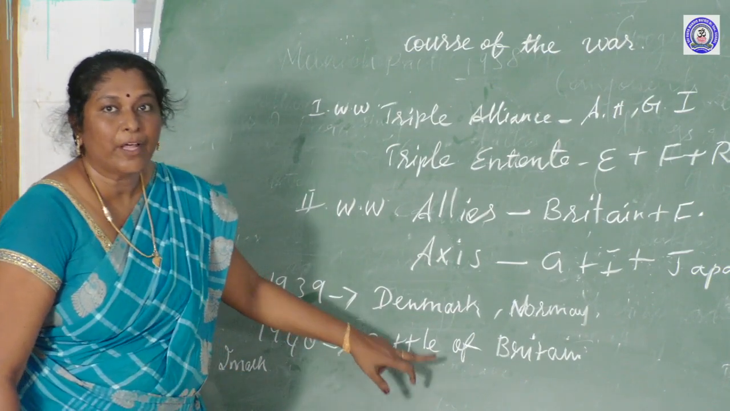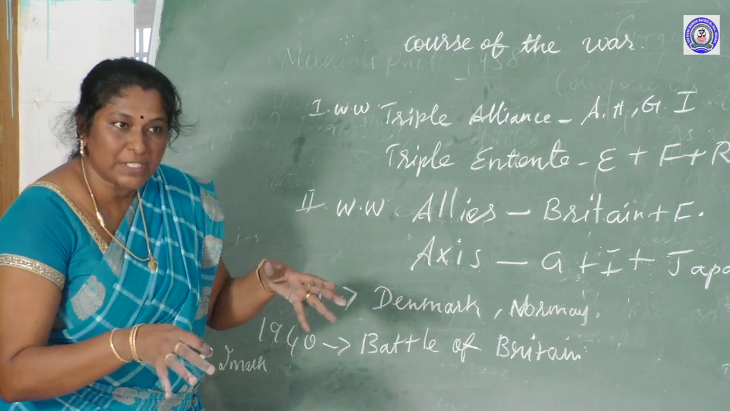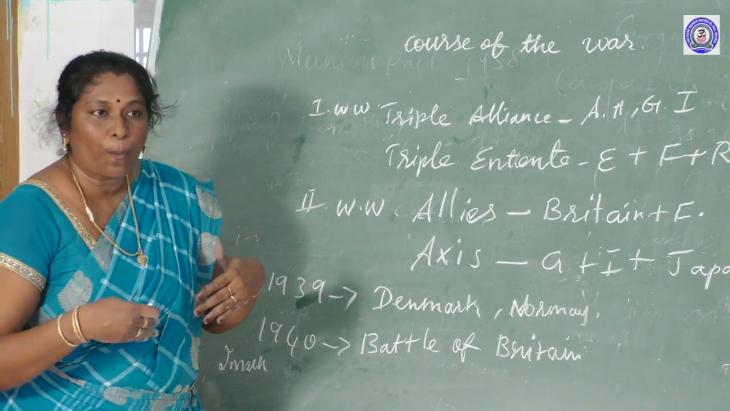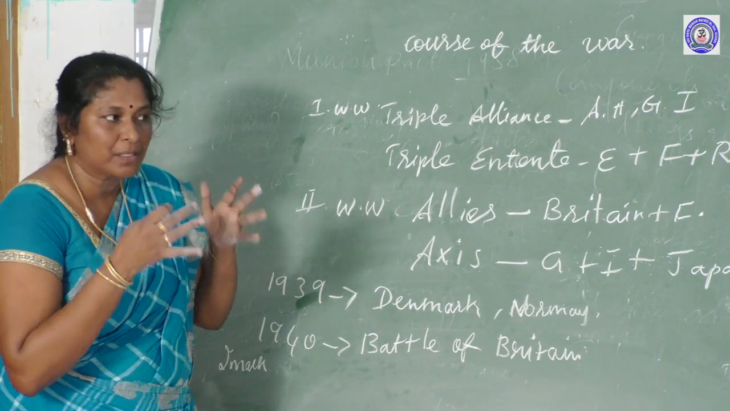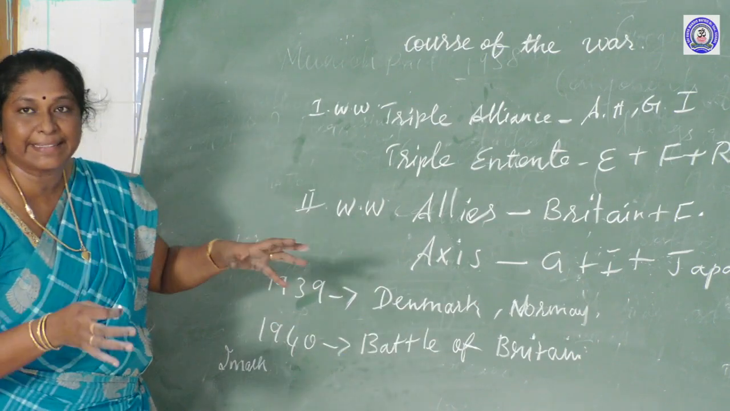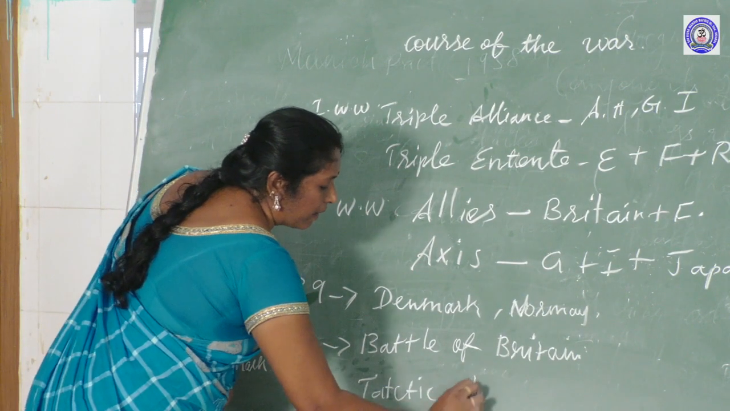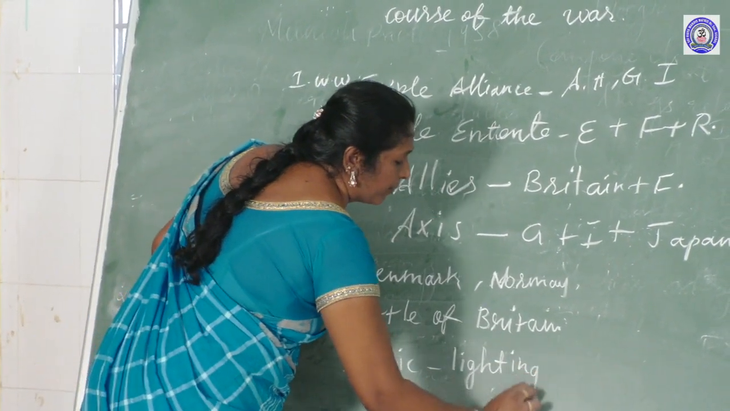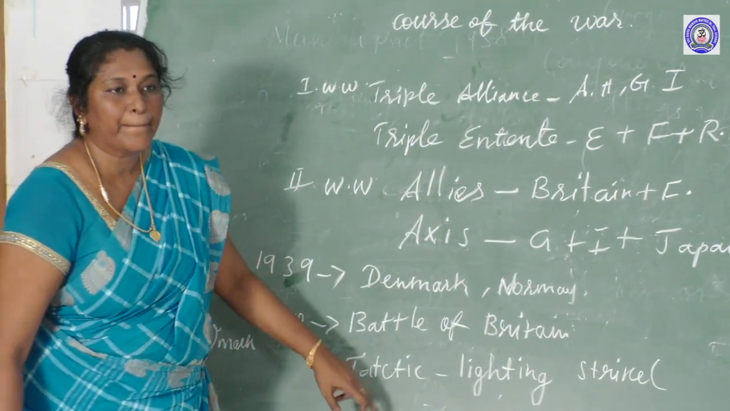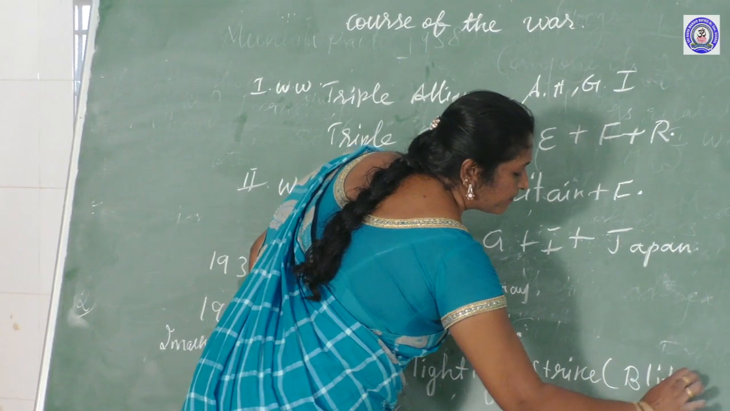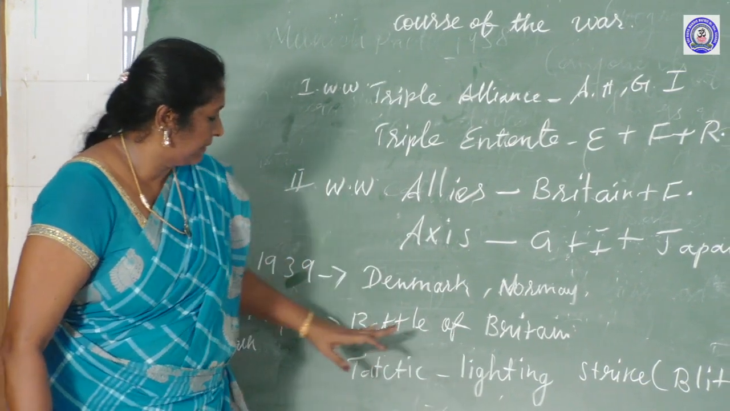Britain depended upon large scale food imports from the US by sea. So Hitler wanted to force Britain to accept his proposal by a prolonged airport bombing campaign. In those starting years, Germany used a tactic. What tactic now? Lightning strike. Lightning strike may be asked in one word also. Lightning strike in German word is blitzkrieg. Blitzkrieg. This tactic was used by Germany in this Battle of Britain.